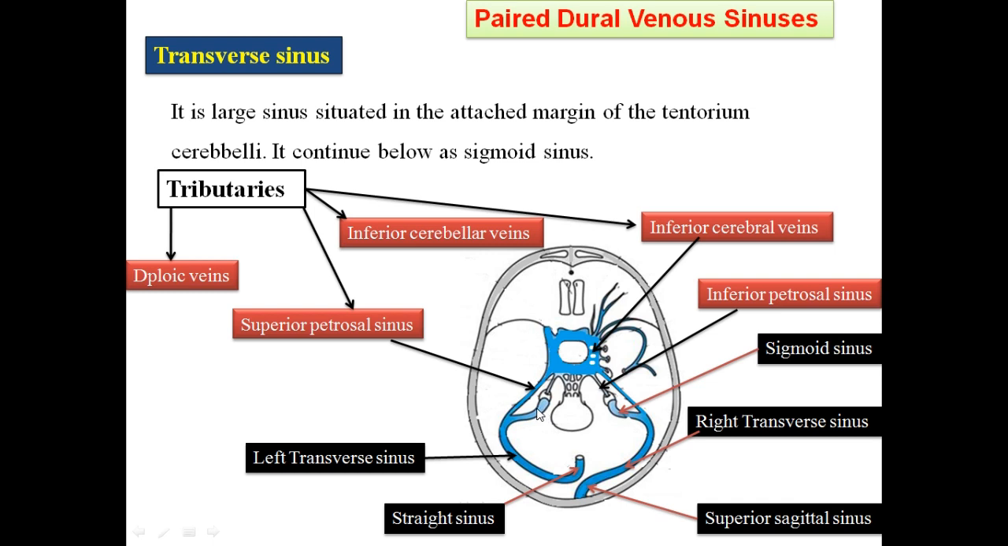The tributaries of the transverse sinus, indicated in red color here, are diploic vein, superior petrosal sinus, inferior cerebellar veins, inferior cerebral veins, inferior petrosal sinus. And if any thrombosis occurs within the transverse sinus, it will have an adverse effect on these tributaries as well as the other venous sinuses.